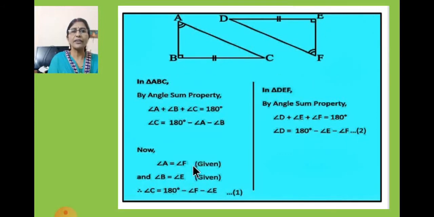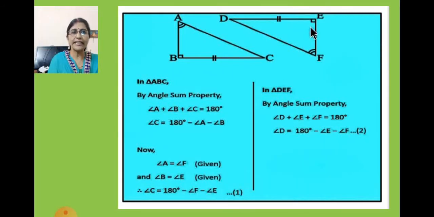So now we are going to substitute here. In place of angle A we will write angle F, and in place of angle B we will write angle E. So this equation will become: angle C is equal to 180 degree minus angle F minus angle E. So this is the first equation.